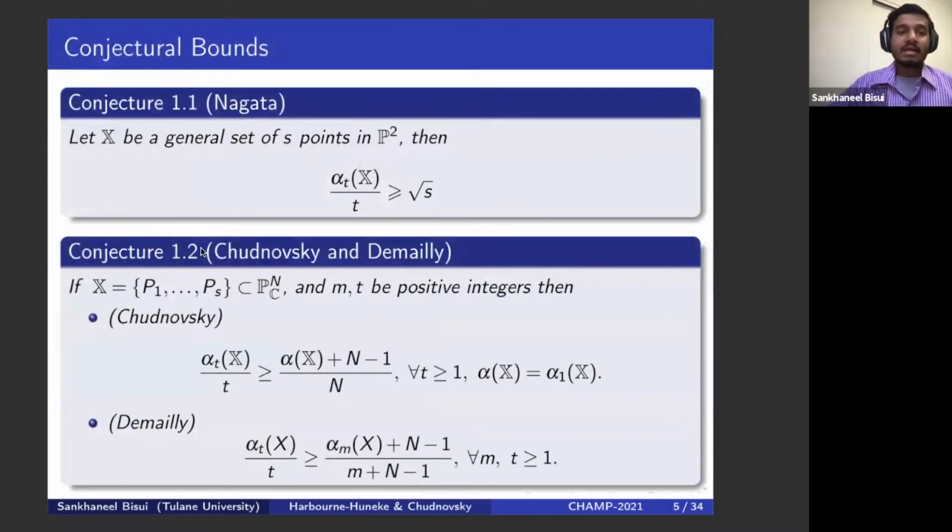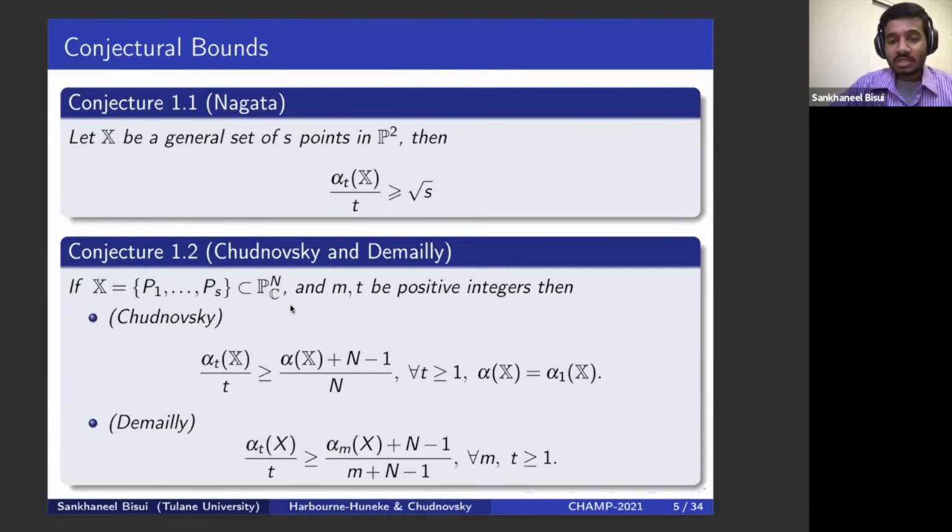Now, Nagata gave a conjectural answer in terms of the lower bound, and it states that if you take X to be a general set of s points inside the projective plane, then the ratio alpha(t, X) over t is at least the square root of s.